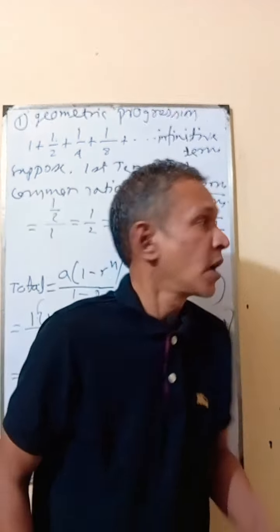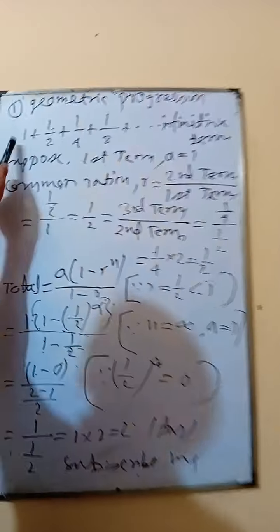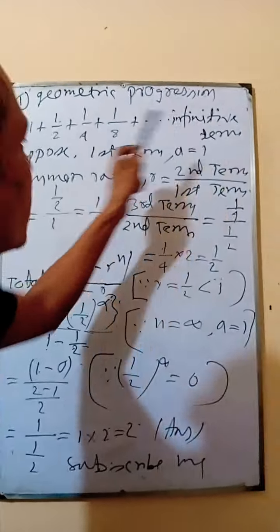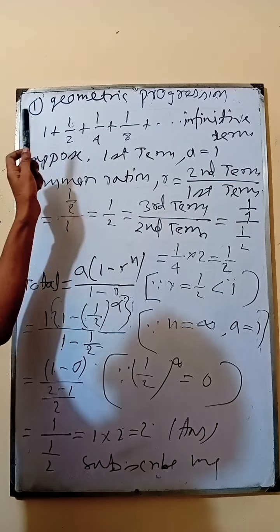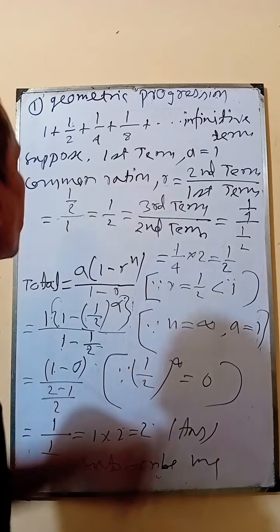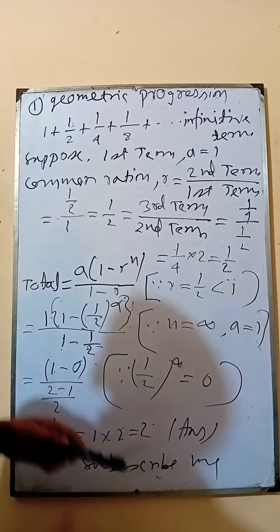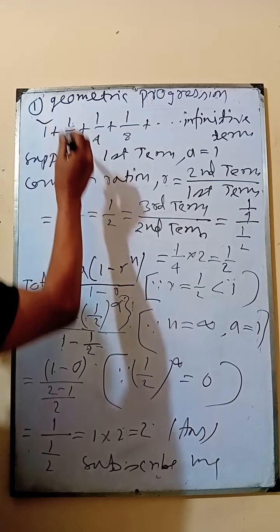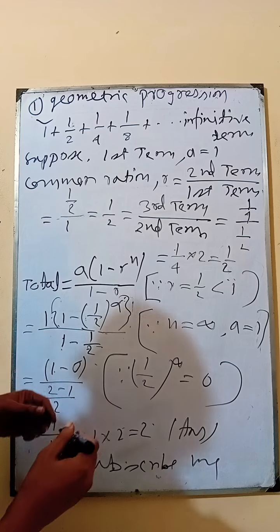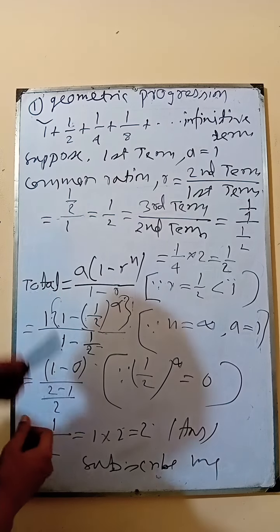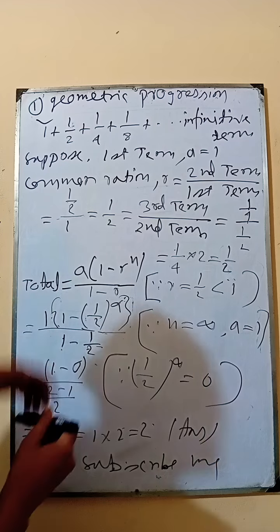Geometric progression: 1 plus half plus 1 by 4 plus 1 by 8 plus up to infinity terms. It is a geometric progression series with infinite terms. Suppose the first term is a equal to 1, the second term is half, and the third term is 1 by 4. Because it is a geometric progression, we find the common ratio.